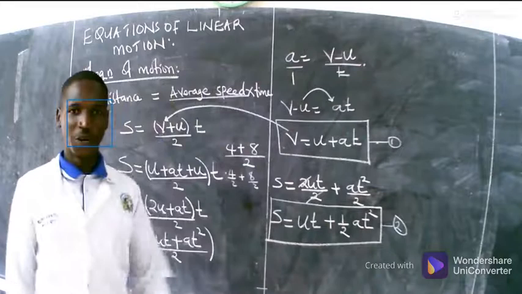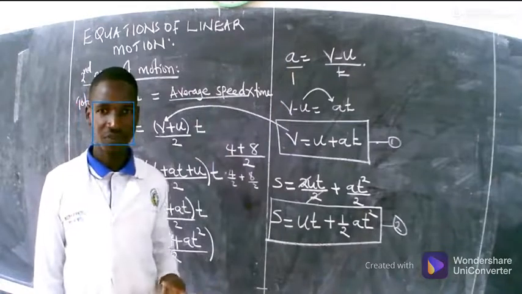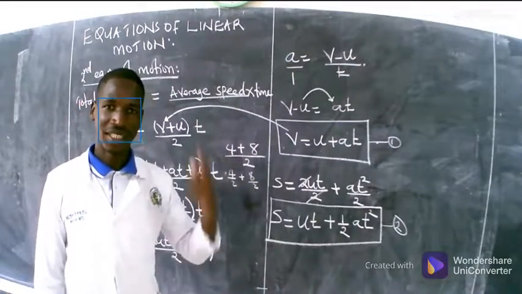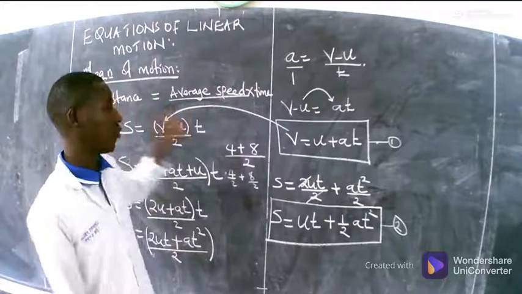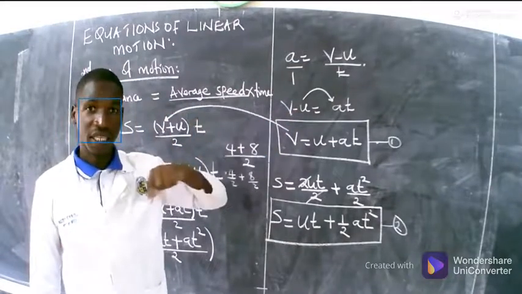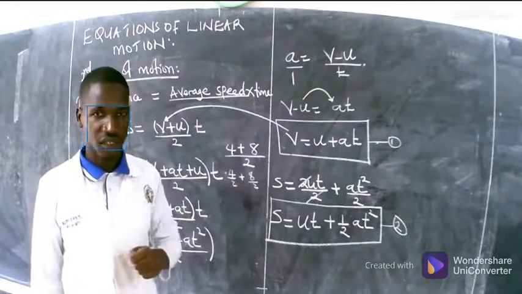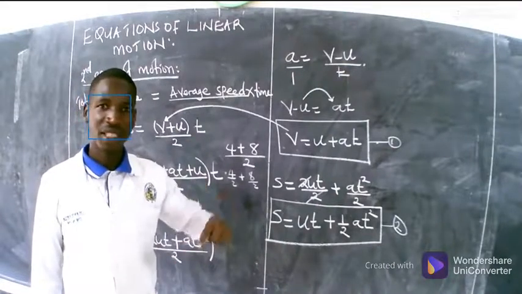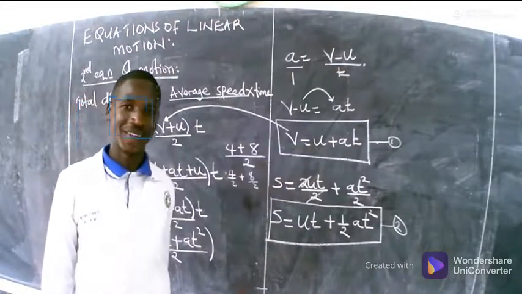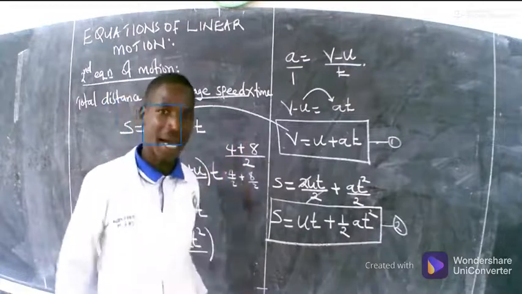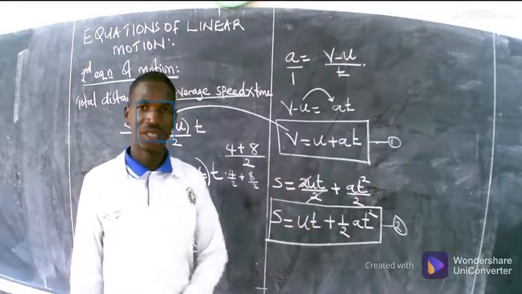Now, I told you, we have three equations of motion. So far, you have already seen the first one. You have already seen the second one. Let us see the third. Now, where does the third come from? The first one comes from the definition of acceleration. The second one comes from the definition of average speed, total distance traveled. Then the third, where does it come from now? It comes from combining the first and the second. It doesn't come from anywhere else, but it comes from combining equation 1 and equation 2.